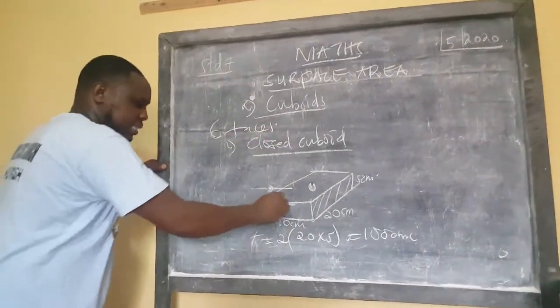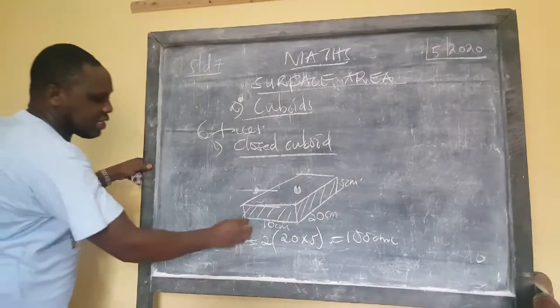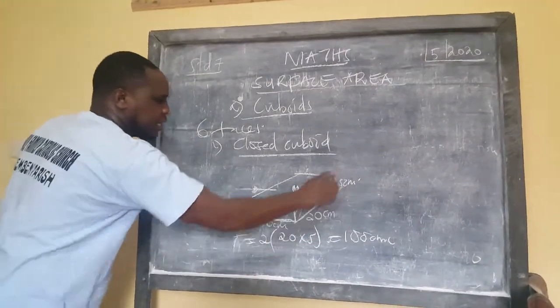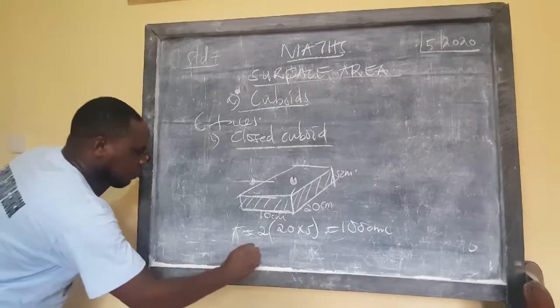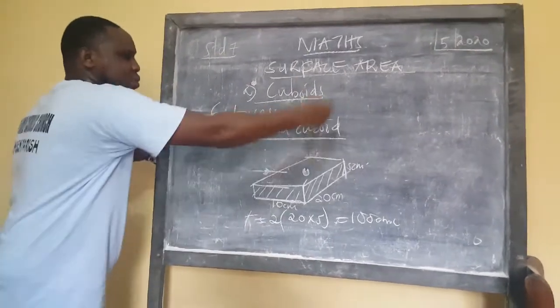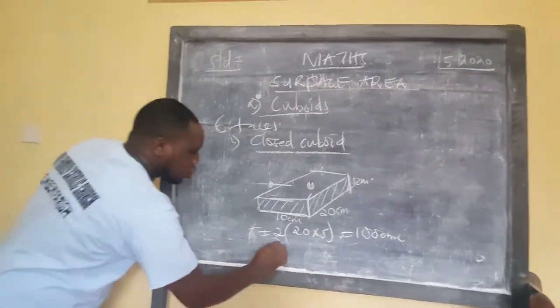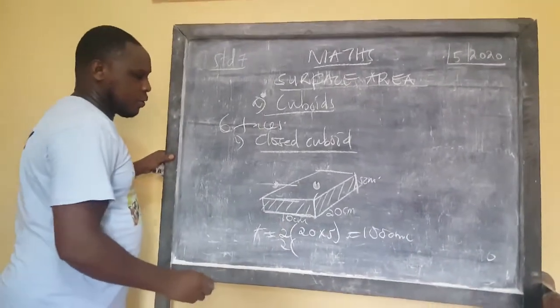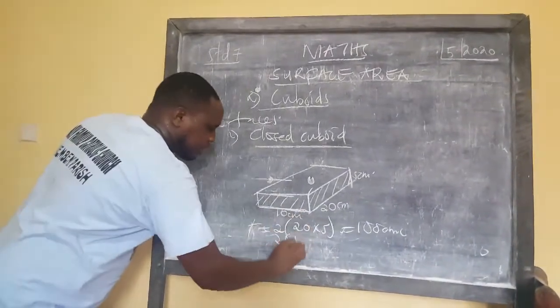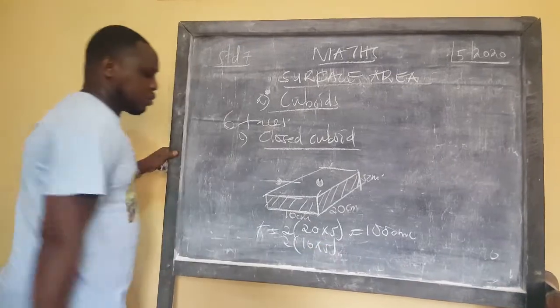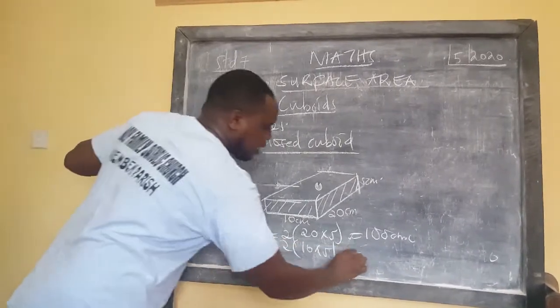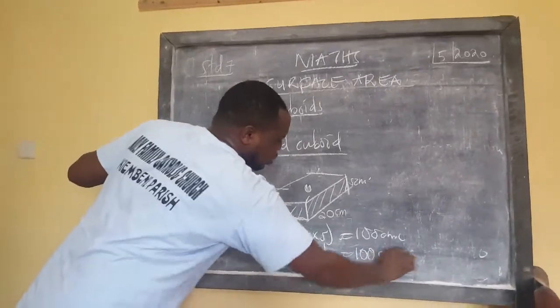So we come to this side. This side measures 10 by the height, which is 5. So there are 2, this one and the other one, because it's a closed cuboid. So 2 times 10 times 5. That is going to give you 50 times 2 again. This is going to be 100 centimeters squared.